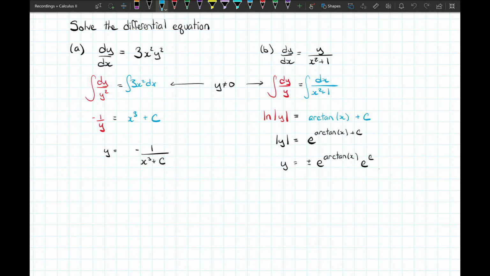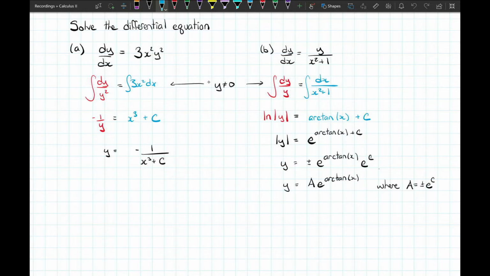Since e to the c is nothing more than a constant value to the power of a constant, why don't we replace that with a? And a can also be positive or negative. So we'll just have the solution y equals a times e to the arctangent x, where a is a positive or negative constant equal to plus or minus e to the power c.